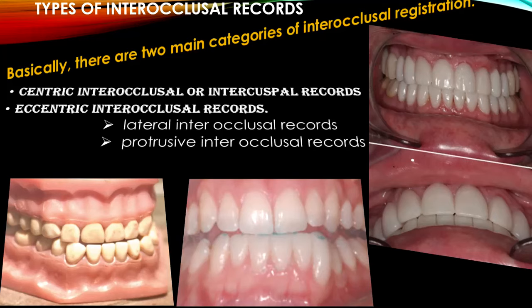بعد ما فهمنا الاوكلوجن وفهمنا المانديبل موفمنت وعرفنا انواع الماتيريالز بالريكورد وعرفنا شنو interocclusal, now we have the types of interocclusal record. نبدأ موضوعنا الأصلي اللي هو الريكورد. طبعا we have two categories of interocclusal registration. We have centric interocclusal or intercuspal record والeccentric. يعني عندنا احيانا فقط نسجل السنتريك او الانتركاسبال ريكورد والاكسنتريك اللي هي lateral والبروتروسيف.